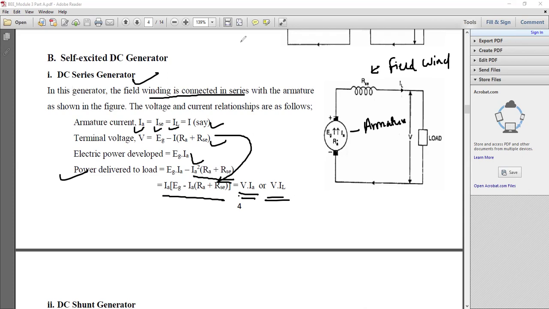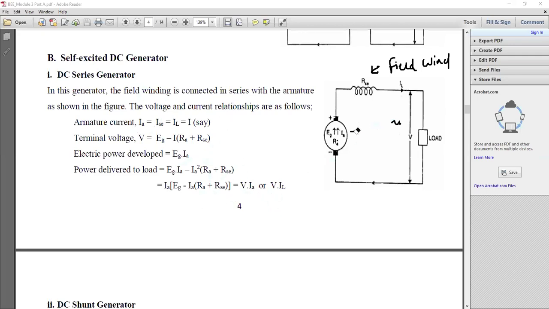Hope you understood the concept. You should know the KVL, then the basic equation of losses. You should know what a series circuit is. Then the concept will be very easy. This is regarding the series generator.